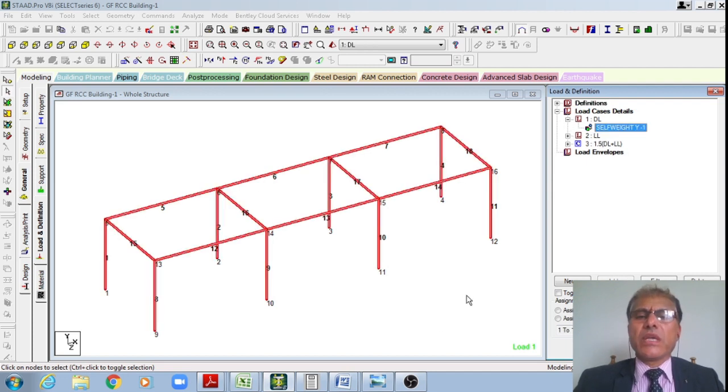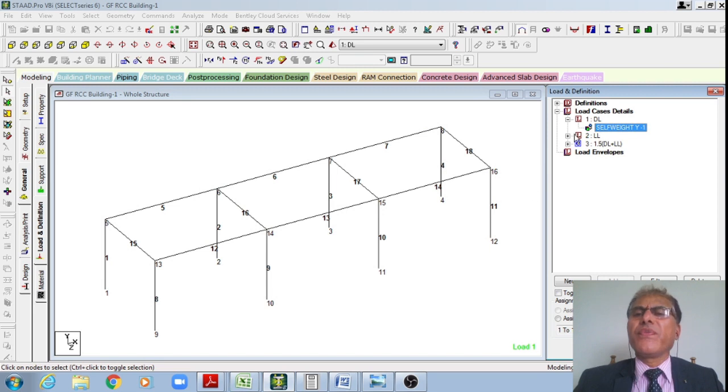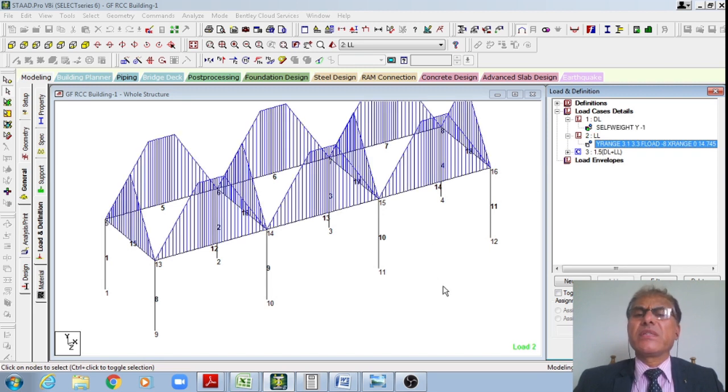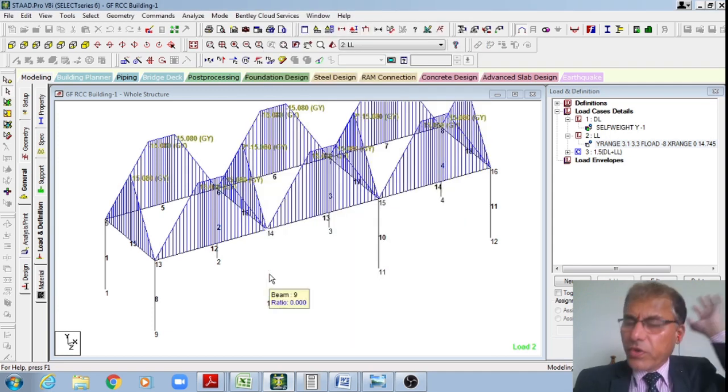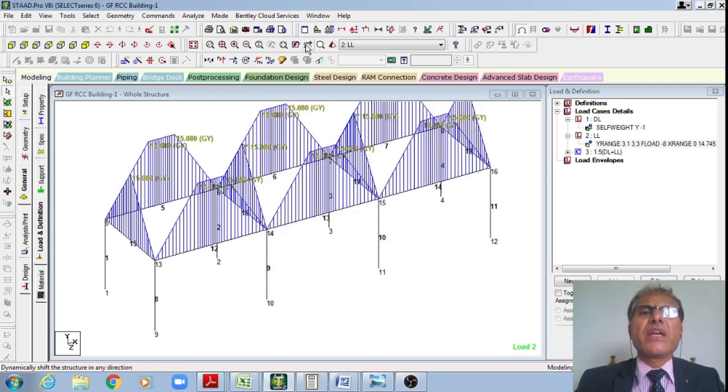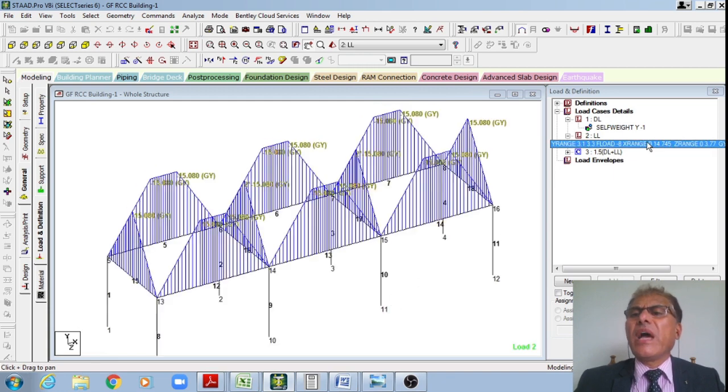Directly I'll go to the self-weight, dead load is now defined. Then the second one is that of the floor loads. Now let me see the floor load definition, student. I want to see the loads also, therefore I've initiated the loads. Now you can see I'm having a total floor load, which we have calculated manually as 8 kilonewton per meter square.